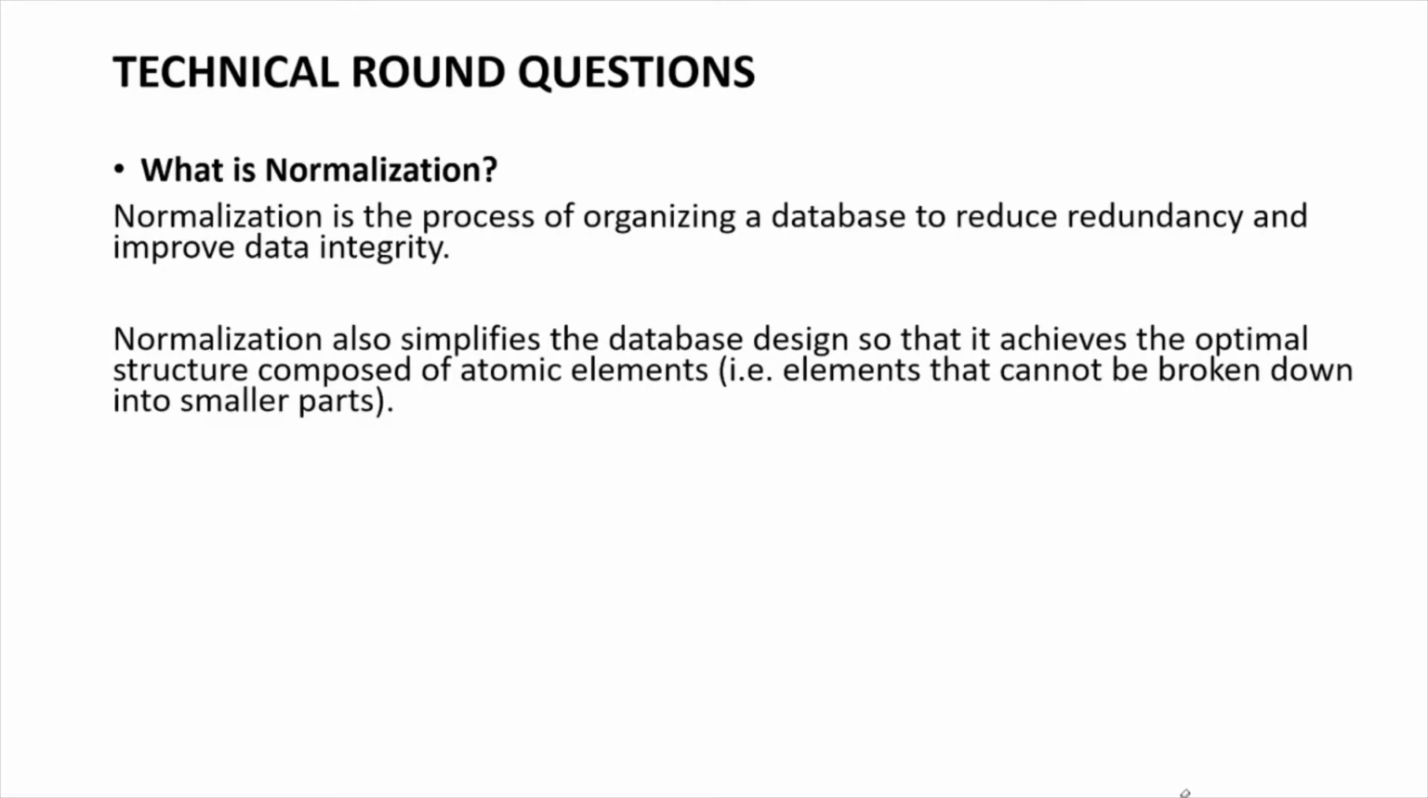What is normalization? Normalization is the process of organizing a database to reduce redundancy and improve data integrity. Normalization also simplifies the database design so that it achieves the optimal structure composed of atomic elements, that is, elements that cannot be broken down into smaller parts.